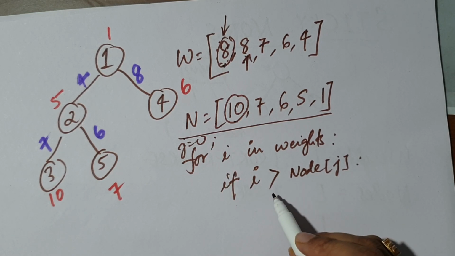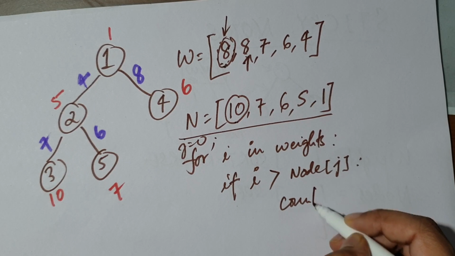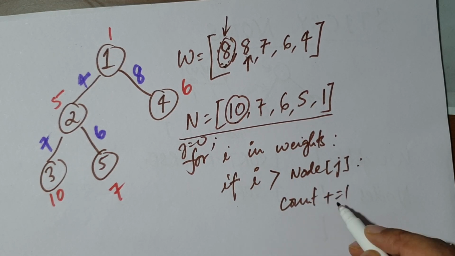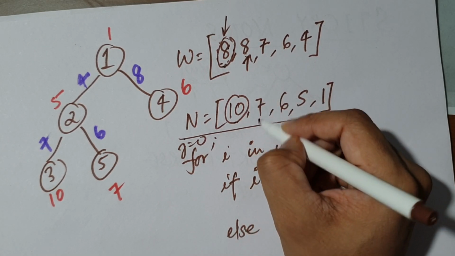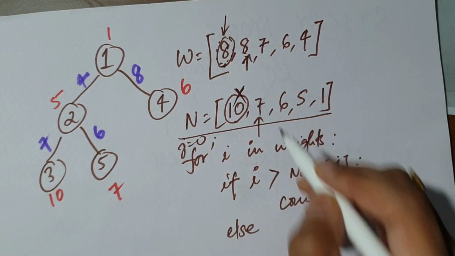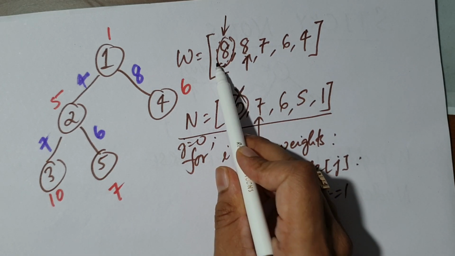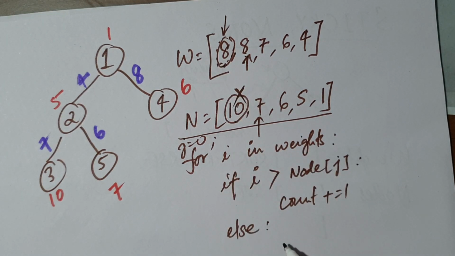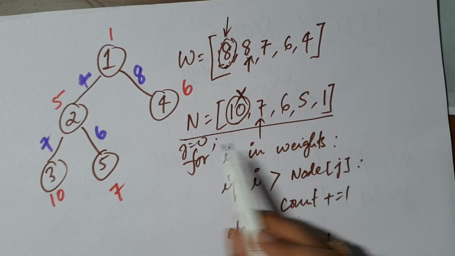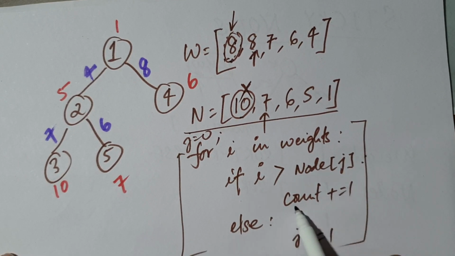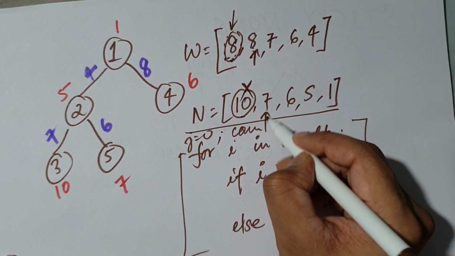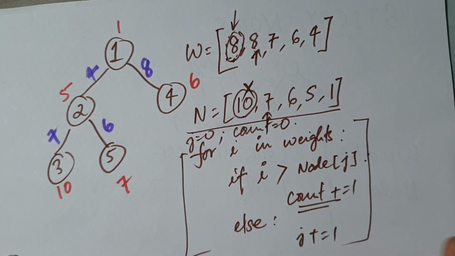we don't want it to be greater actually, so we increase the count, or the penalty. If it is not, we increment this node index, which means this node label has been used to tackle this weight. So if the weight is greater, count plus equals 1, else j plus equals 1. We increment this counter and this is done. The count value, initialized to 0, will give you the answer.